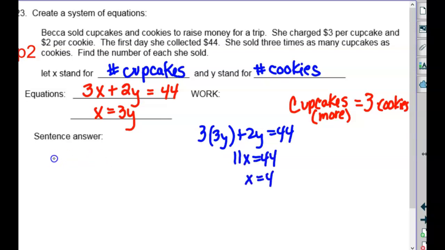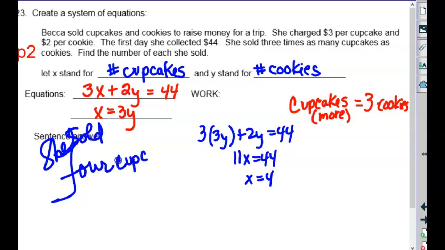I got 4, she sold 4 cupcakes. And nope, I did something wrong. Oh, I changed right here. This was Y. Thank you. She sold 4 cookies and 12 cupcakes. Is that better? Yeah, I randomly changed to Y.